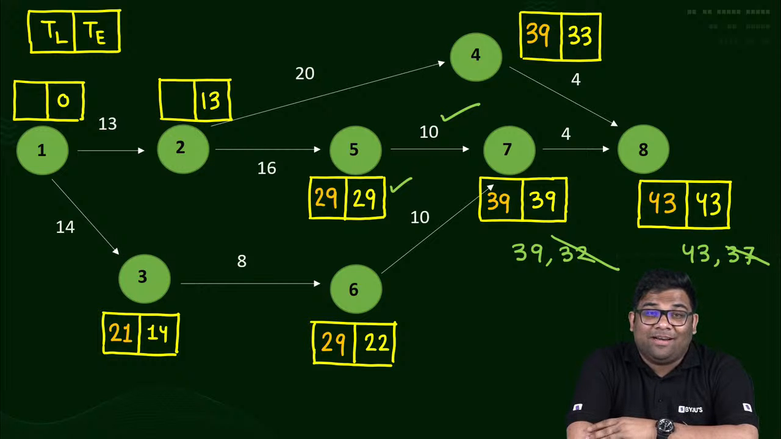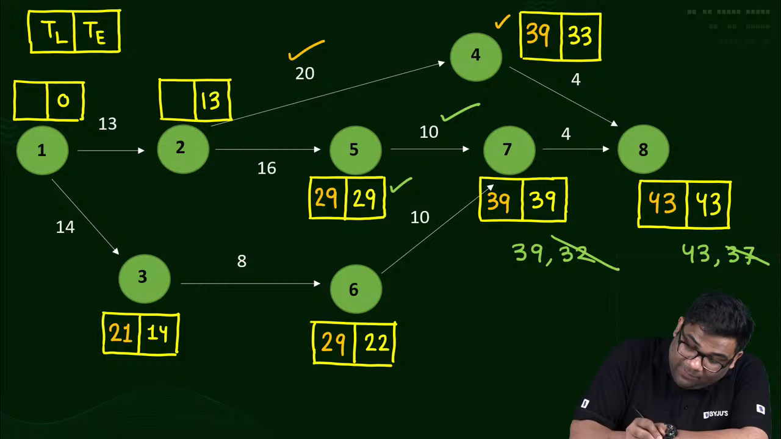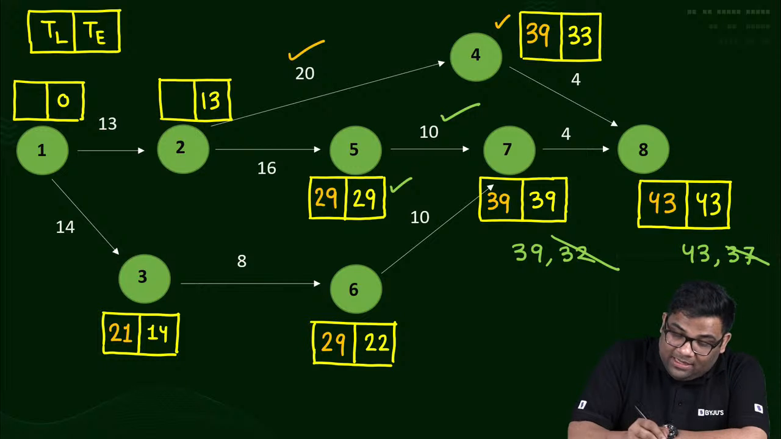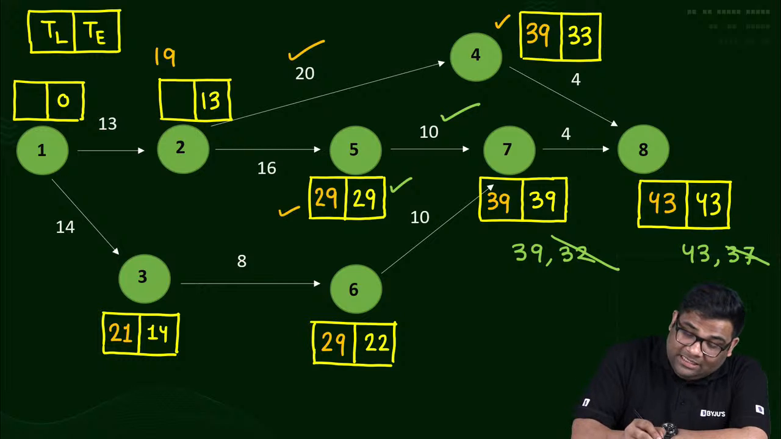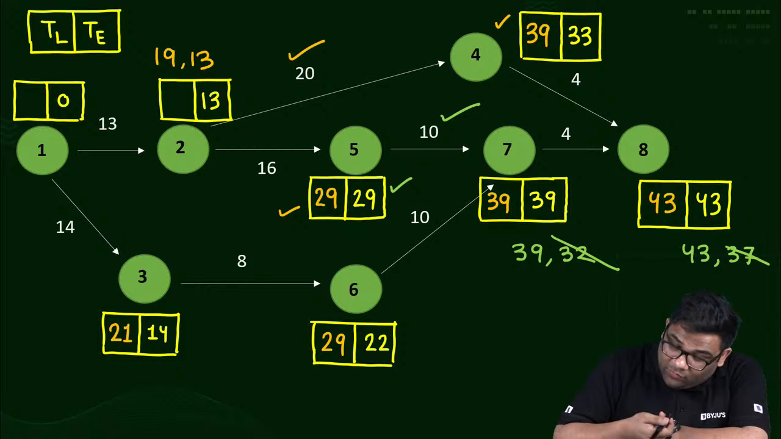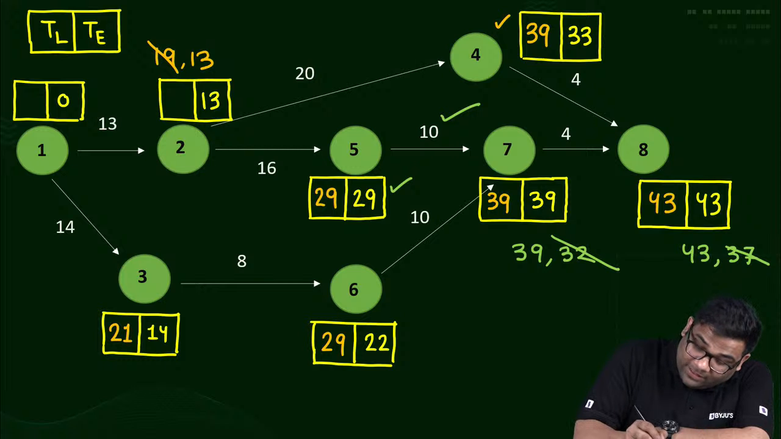TL for the second one is 13. We have two options: 39 minus 20 is 19, and the second one is 29 minus 16, that is 13. Whenever I am finding TL, I take the minimum one, therefore 13.